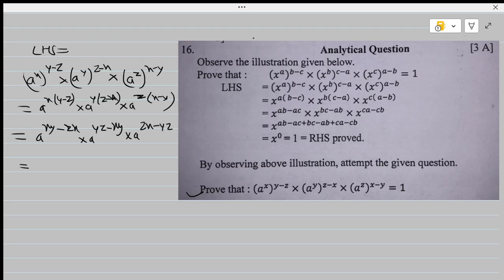And now as these all are getting multiplied, their powers will get added: xy minus zx plus yz minus xy plus zx minus yz. And now the thing is, you can cancel them: xy minus xy you can cancel, plus zx minus zx you cancel, and plus yz and minus yz you can cancel. So the resulting power is 0, and its value is 1 for any base. If its power is 0, its value is 1. So this way we get the right hand side proved.